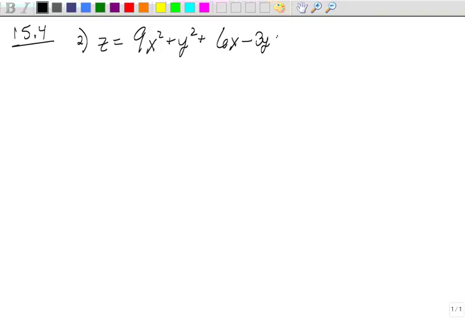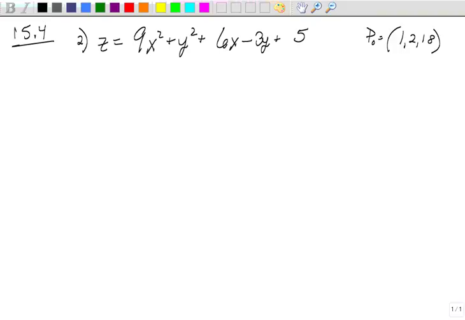Okay, the first problem we'll look at in 15.4 is number 2. We have z is 9x squared plus y squared plus 6x minus 3y plus 5, and p0, the point, is at 1, 2, 18. Okay, so the tangent plane, let's start.